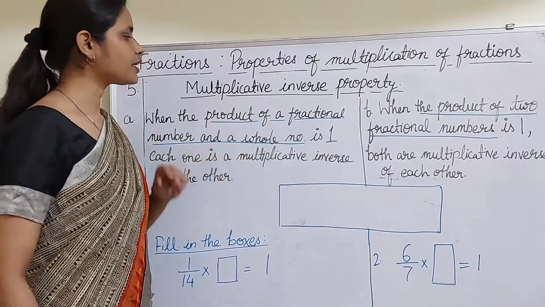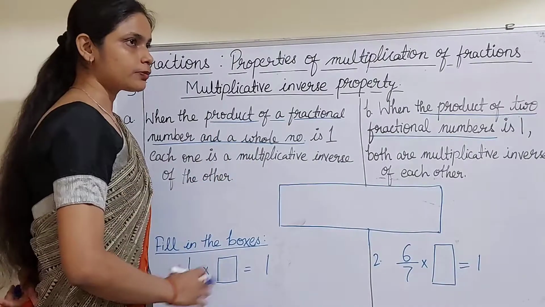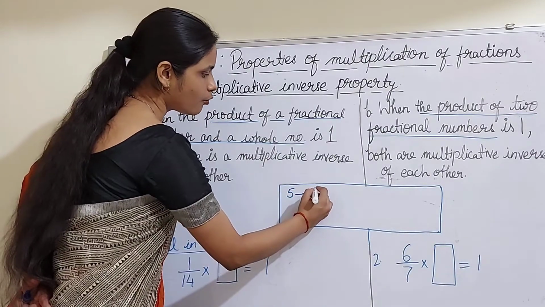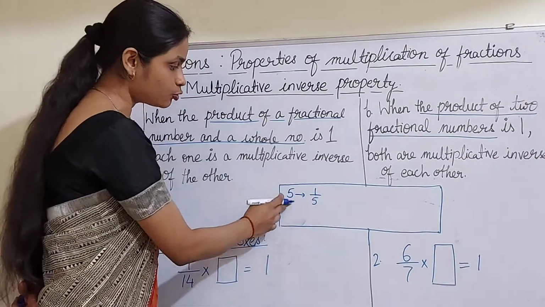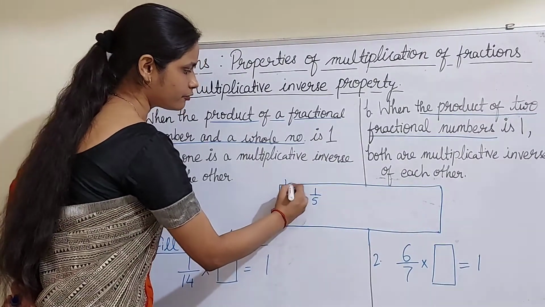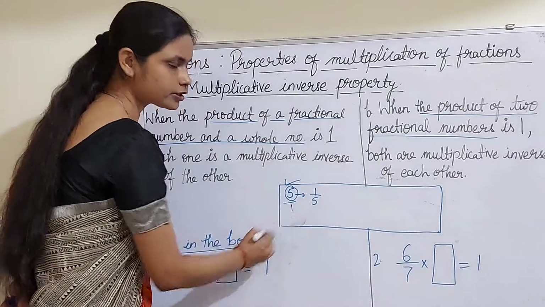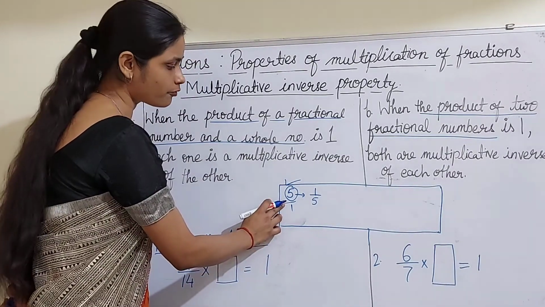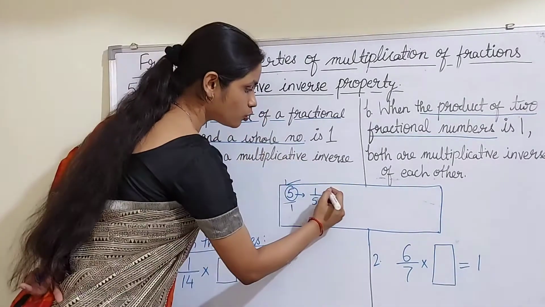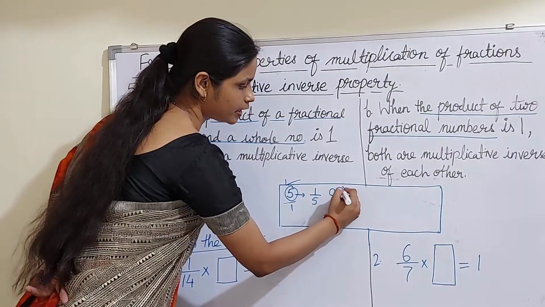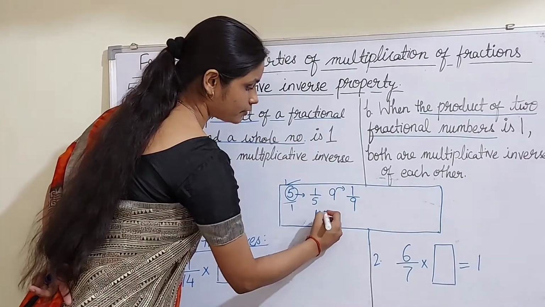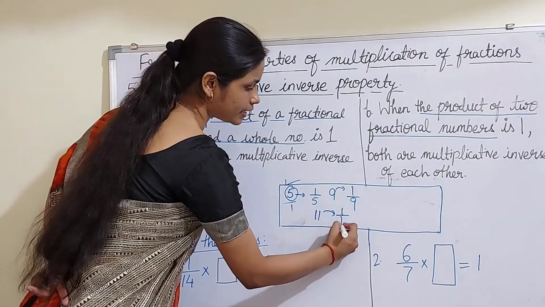Now what is multiplicative inverse? For a whole number, suppose a whole number is 5. So the multiplicative inverse of 5 will be 1 by 5. It means the numerator becomes the denominator and denominator becomes the numerator. In 5, 5 is the numerator and what is denominator? Here it is 1. So multiplicative inverse of 5 will be 1 by 5. Suppose if I ask you multiplicative inverse of 9. So multiplicative inverse of 9 will be 1 by 9. Multiplicative inverse of 11 will be 1 by 11.